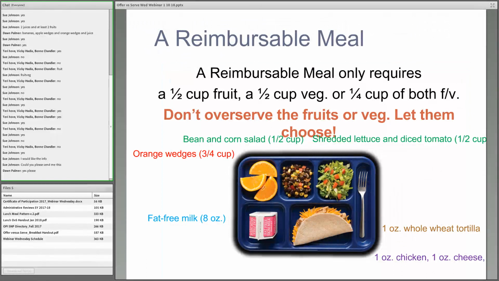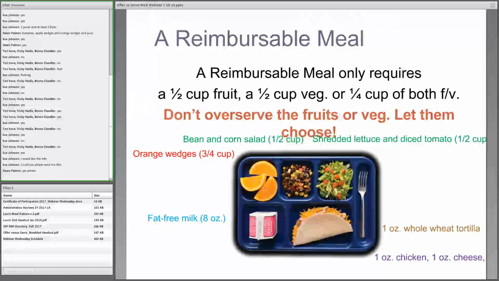This is that tray that we saw from before, and you can see that if a child truly was going to choose all 5 components, this would be a huge amount of food for a younger student to eat during their probably too short lunch period once they sit down with their tray. So if we think that really to be reimbursable, a child could walk away with just a half cup of fruit or vegetable and 2 other components on this tray, please let's think about letting them choose.